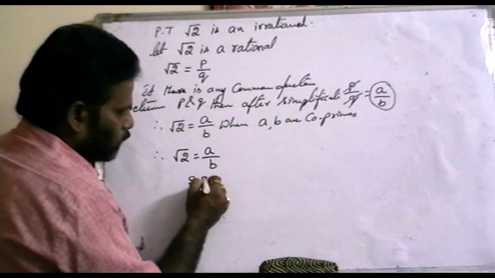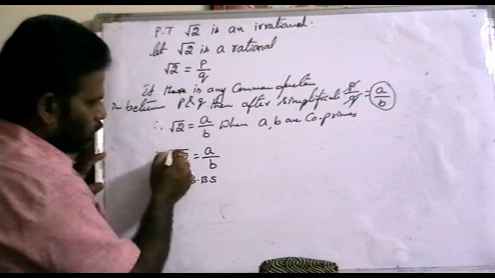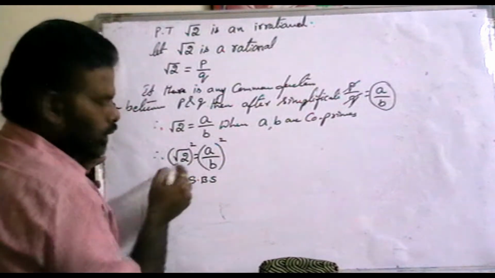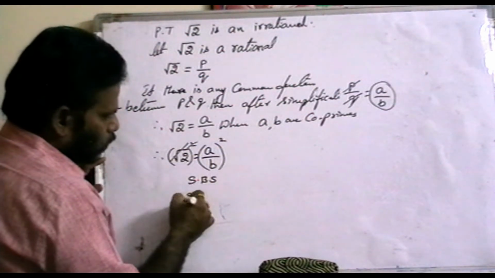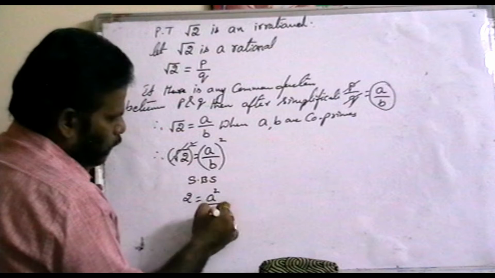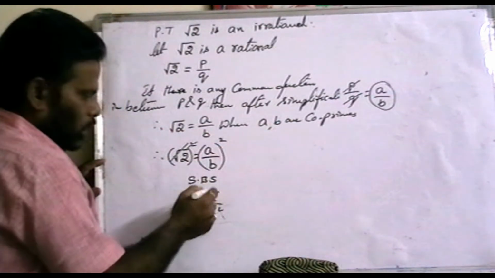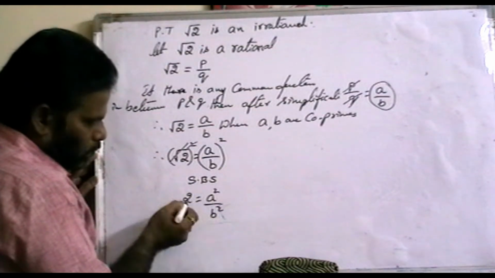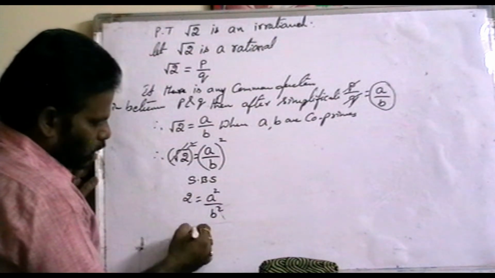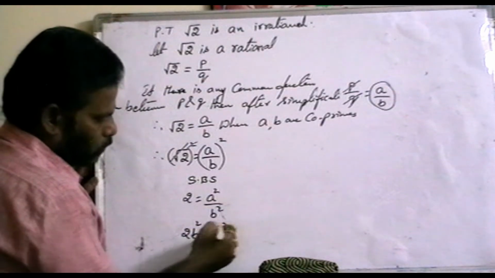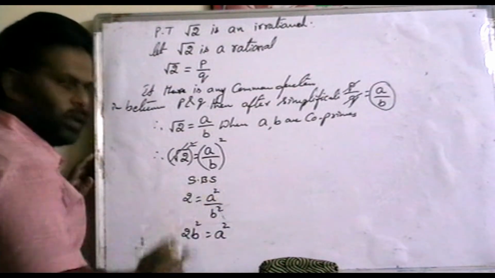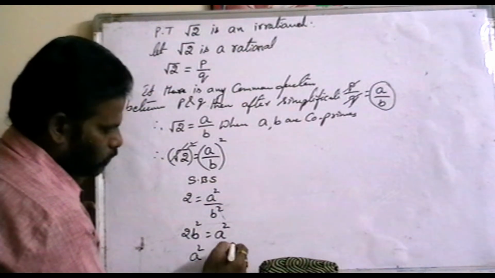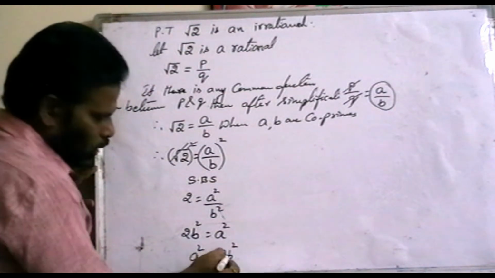Now squaring on both sides. The square root gets cancelled. 2 is equal to a square by b square, because a by b whole square is a square by b square. By cross multiplication, 2 into b square is equal to a square. That means a square is equal to 2b square.